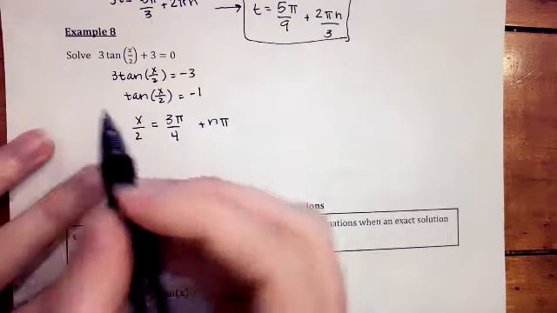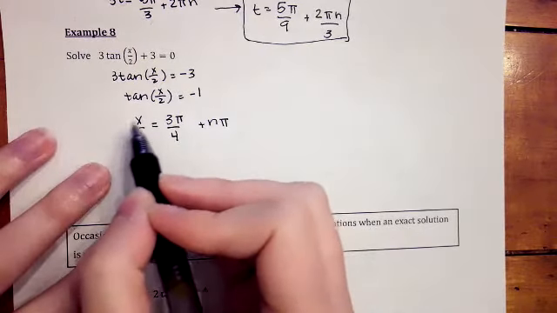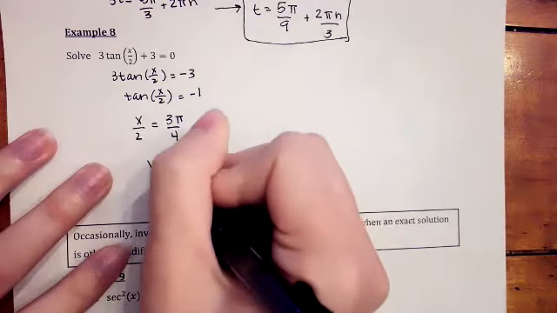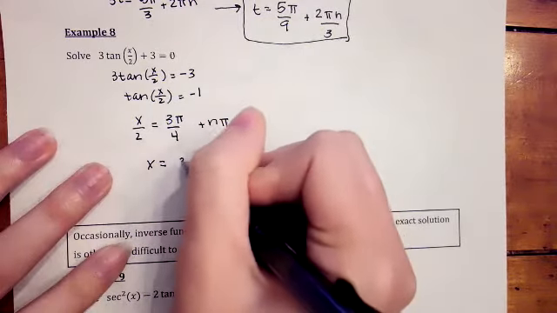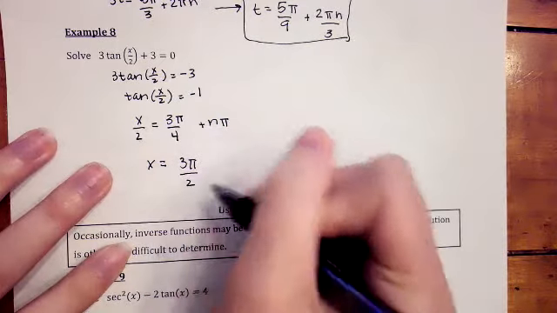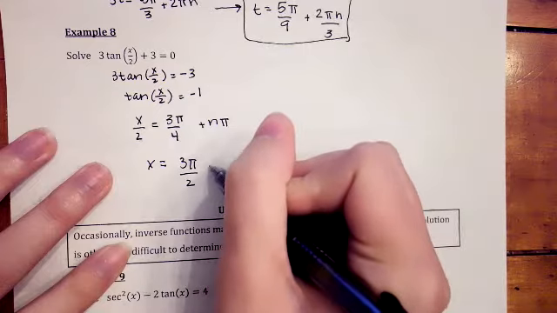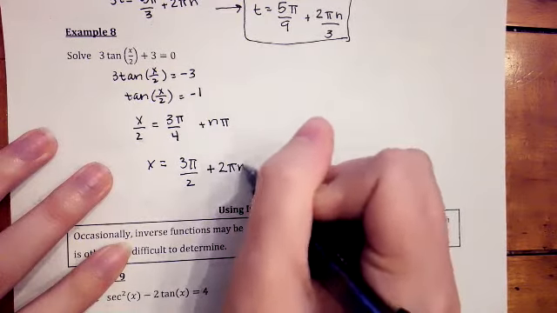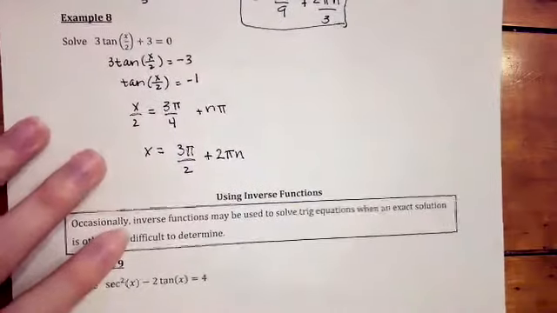This time, instead of dividing, I need to get rid of this. So I'm going to multiply everything by 2. That means that will cancel with that 4 in the denominator. So I'll have 3 pi over 2 plus 2 pi n, because I multiplied that by 2 as well.